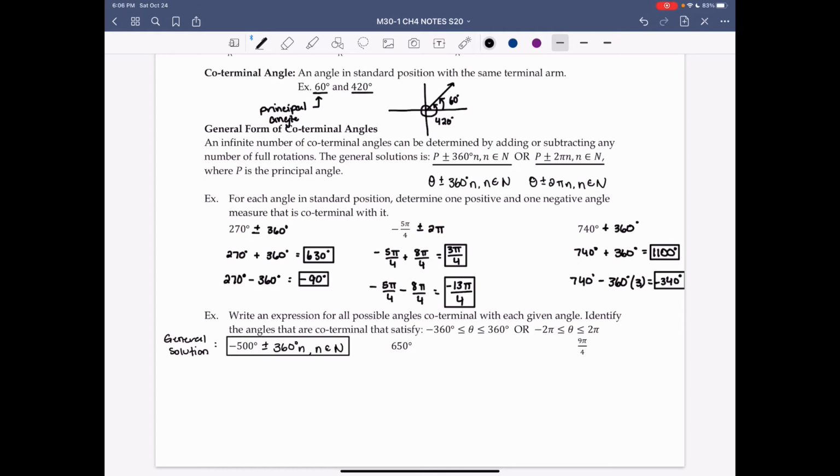Let's do the general solution for all three before we move on to the next part. 650 degrees plus or minus 360 degrees n, where n is an element of the natural numbers. And then the next one is in radians, 9 pi over 4, so plus or minus 2 pi n, where n is an element of the natural numbers.